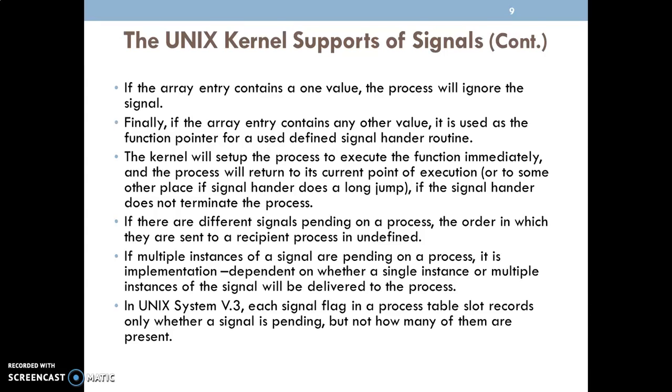Finally, if the array entry contains any other value, it is used as the function pointer for a user defined function. That means the concept of the signal handler is used. Any other value means the process slot contains a value other than 0 or 1. 0 means default action, 1 means ignore, and anything other than 0 and 1 can be a user defined function. The kernel will set up the process to execute the function immediately, and the process will return to its correct point of execution if the signal handler does not terminate the process.